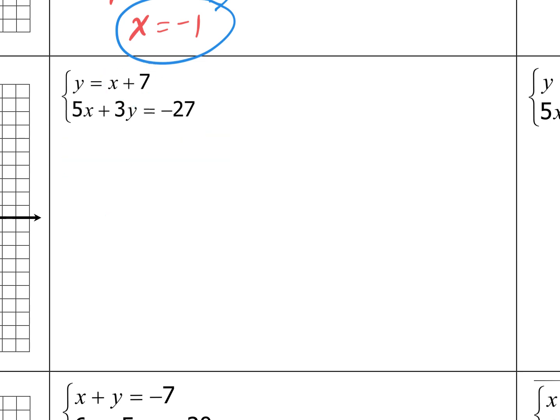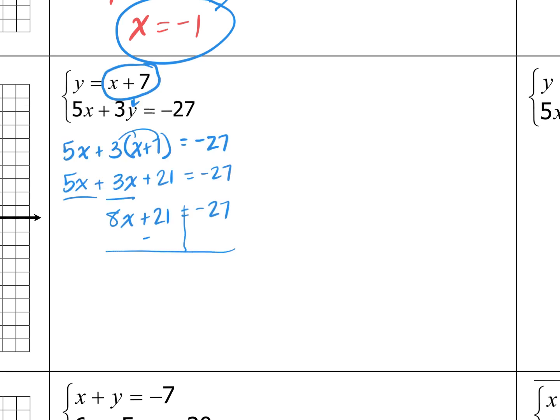8x plus 21 equals negative 27. Now to solve this, we're going to subtract 21 from both sides. Since they are both negative, you're adding them together and the answer is negative 48. And then you're going to divide by 8 and get x equals negative 6.